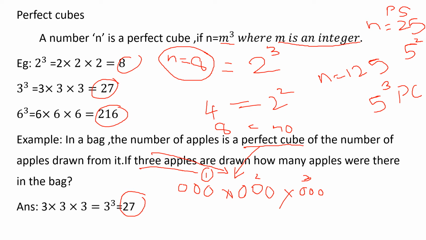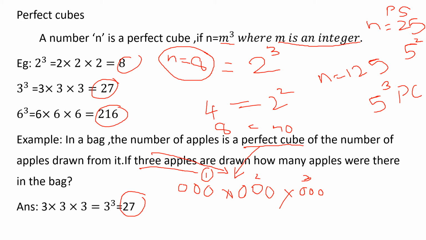Is it clear, children? I have kept some apples in your bag, and I'm saying the answer 27. I'm saying the answer in the form of cubes. You have to find out. I'm taking three apples. Drawn means what? Taking. I'm taking three apples three times from your bag. That is, the number of apples is a perfect cube of the number of apples drawn from it. So if three apples are drawn, the meaning is I'm taking three apples from your bag three times.